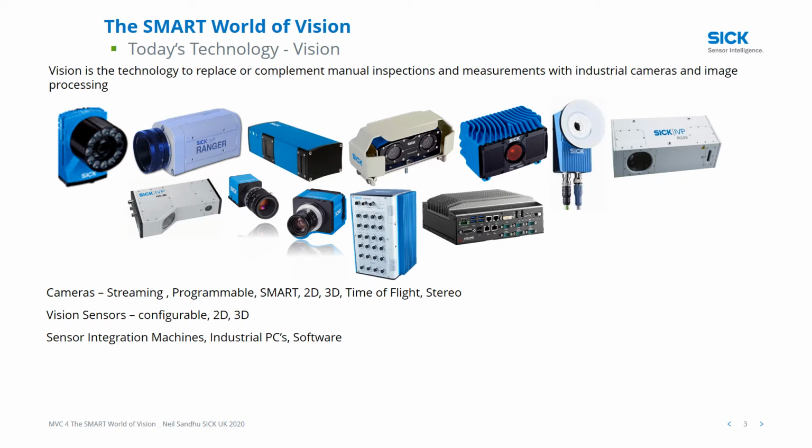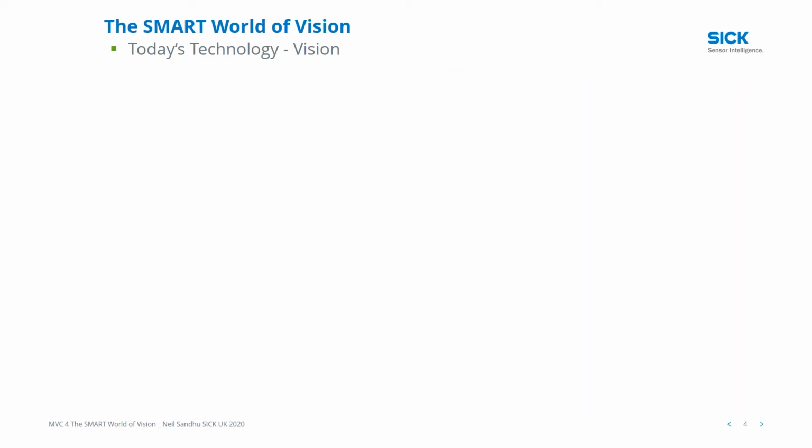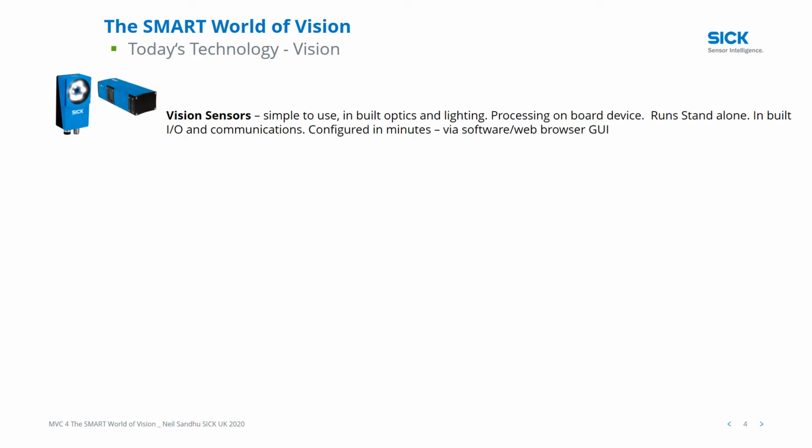So we have various types of cameras, from streaming to programmable, smart systems, vision sensors, PC-based systems. So what I'm going to do now is just take you through some of the key differences between some of those systems, some of the terminology that you may have heard before. So, if we start off with vision sensors.